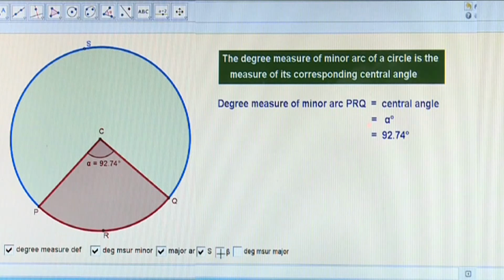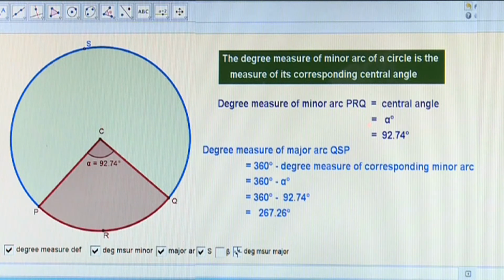PSQ. The degree measure of major arc is defined as 360 degree minus degree measure of corresponding minor arc. This is equal to 360 degree minus alpha degree. This is equal to 360 degree minus 92.74 degree. This is equal to 267.26 degree. It is shown by angle beta in the diagram.